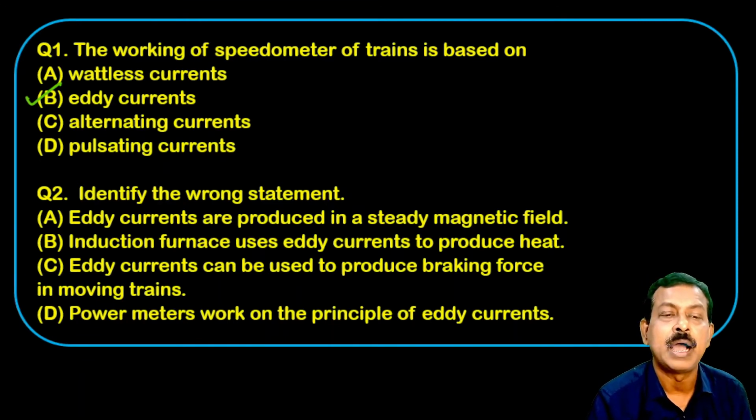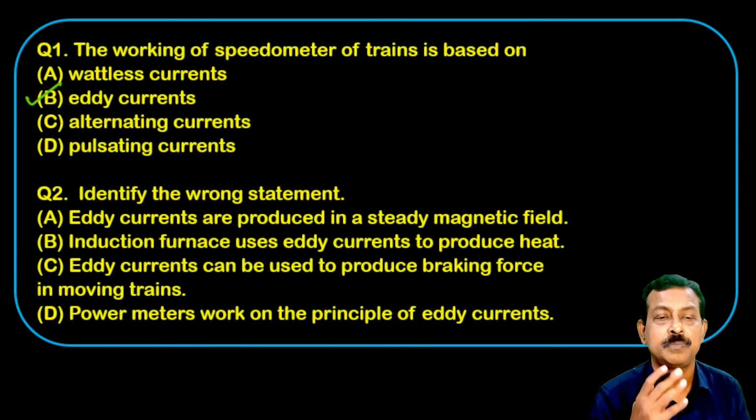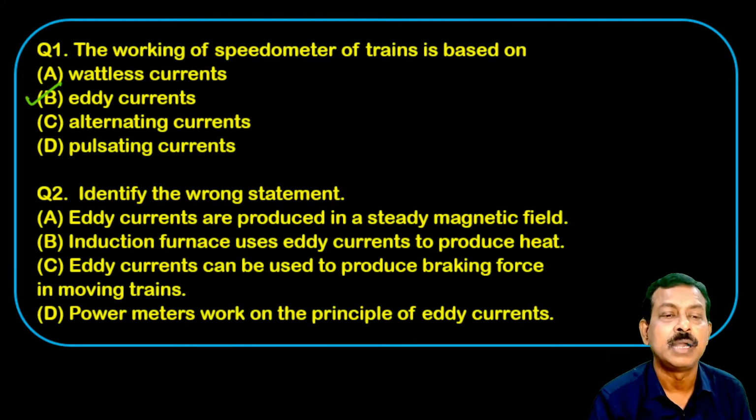Next question, identify the wrong statement. Eddy currents are produced in a steady magnetic field. If the magnetic field is constant and the flux is not changing, in that case eddy current will not be produced. So this appears to be a wrong statement. Let's see the other options also. The second one is that an induction furnace uses eddy currents to produce heat. So this is a correct statement.